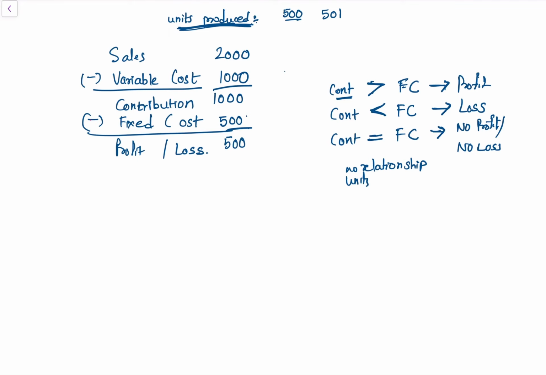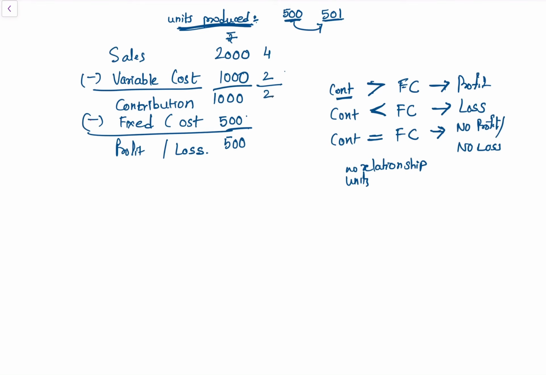Now, what does marginal costing mean? Marginal costing means, for every one unit you increase, the changes in the cost. That is called marginal costing. So from 500, if you increase your units of production to 501, first we should know the per unit cost. If this is the total amount, what is the per unit cost? So 2000 divided by 500 is 4 rupees. 1000 divided by 500 is 2 rupees.